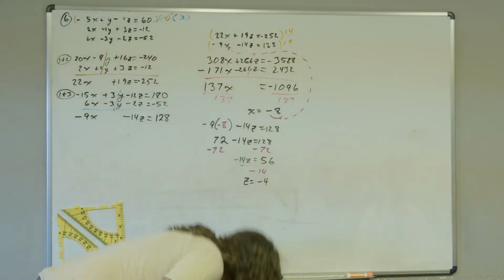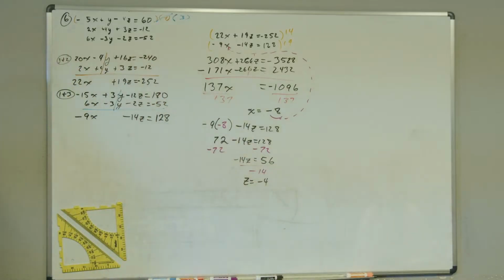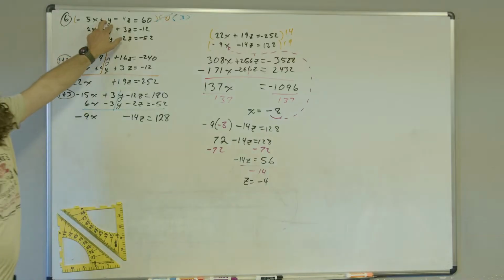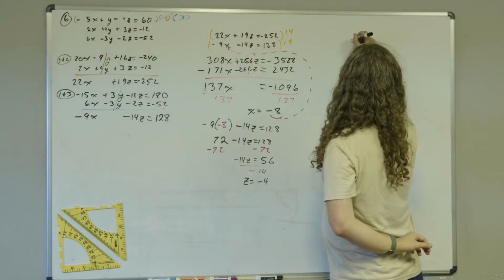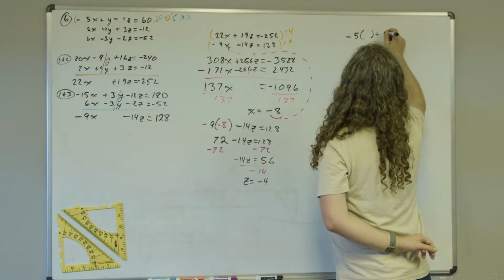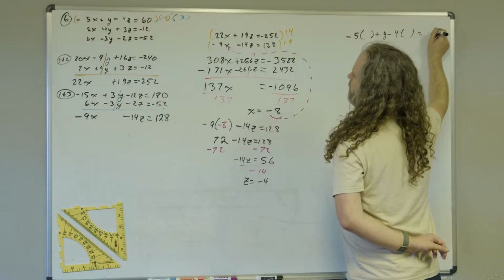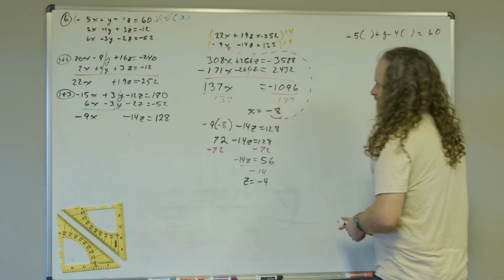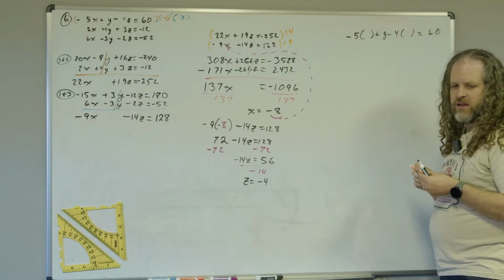Now what are we going to do? Plug those two back into one of the equations. Which one? I'm going to do the top one because y is already there, no division required, but any of them would be fine. Negative 5x plus y minus 4z equals 60. So we're going to plug in for x.